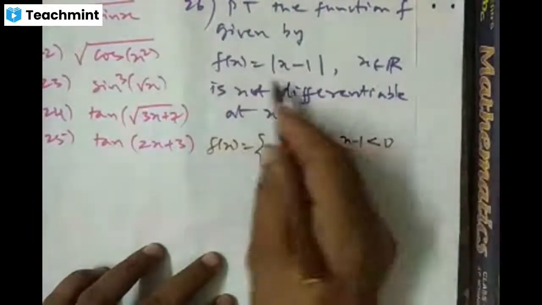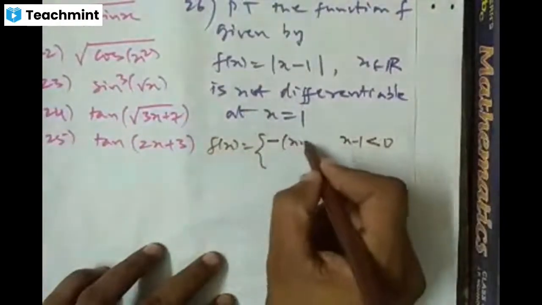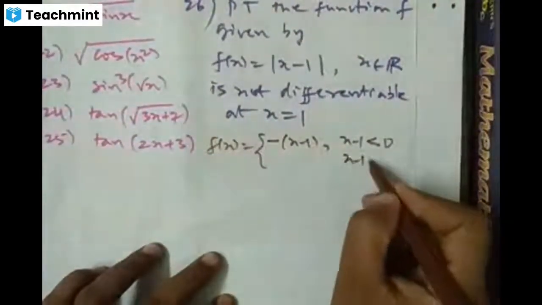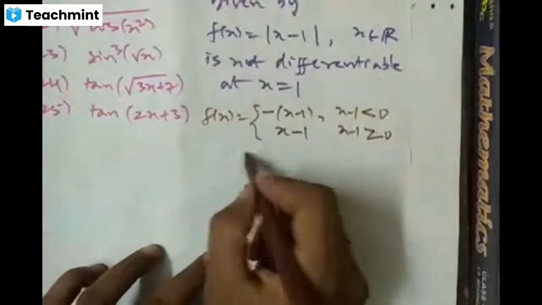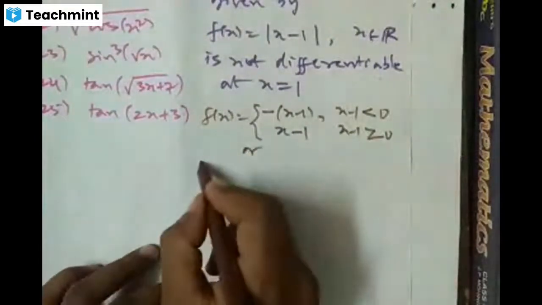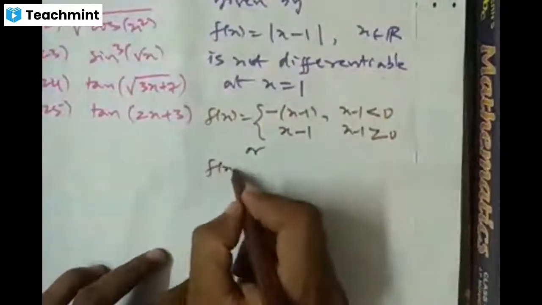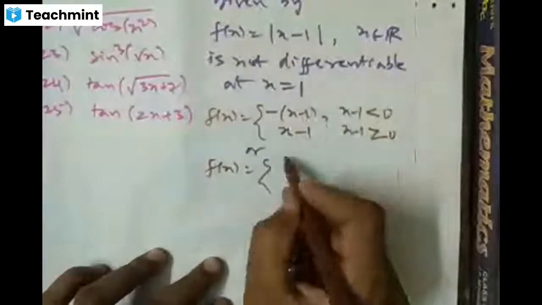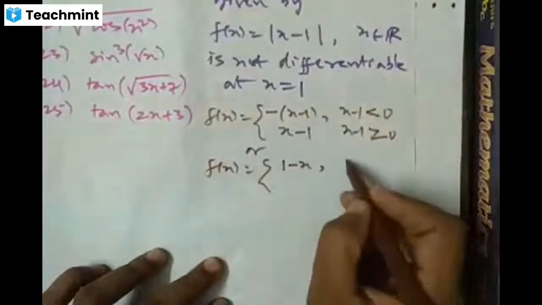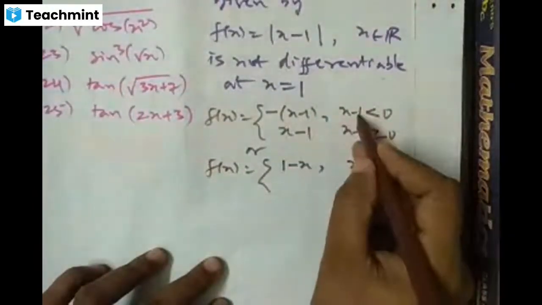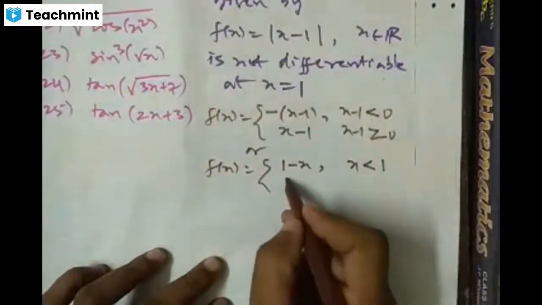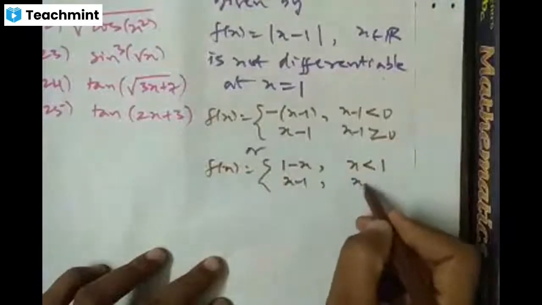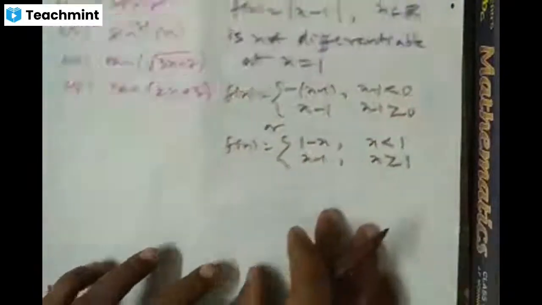If x minus 1 is negative, this becomes negative of x minus 1, right? If x minus 1 is greater than or equal to 0, in that case f of x is x minus 1, correct? Or you can also rewrite this as f of x is equal to minus of x minus 1, which is nothing but 1 minus x. Whenever x is strictly less than 1, f of x is 1 minus x, and if x is greater than or equal to 1, it is x minus 1, correct?